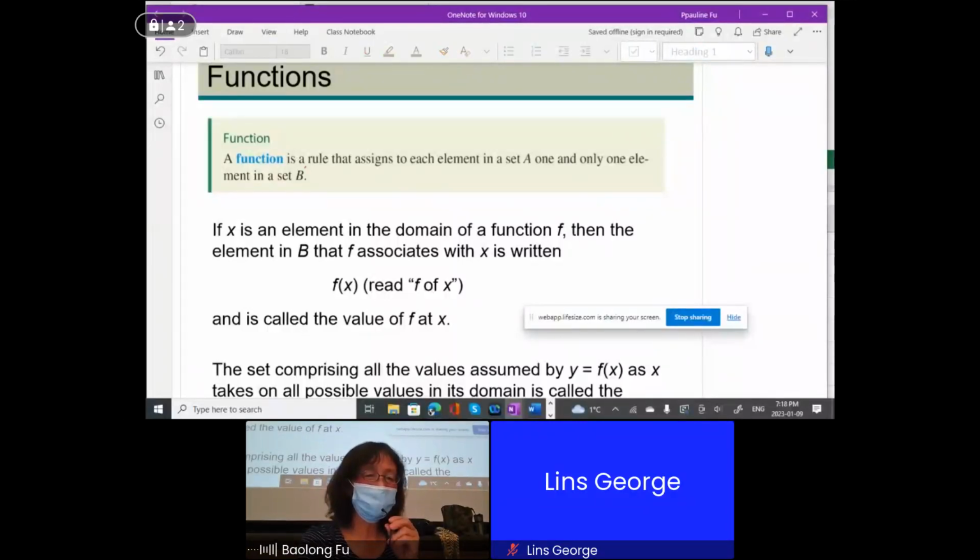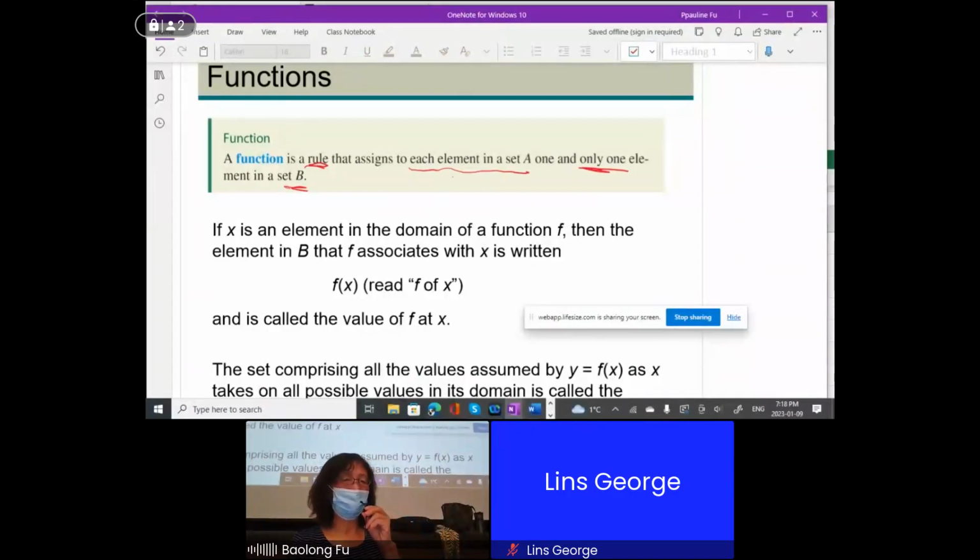A function is just a rule that assigns each element in set A and produces one and only one element in B. So for each element in A, I only produce one element in B. That is the function.